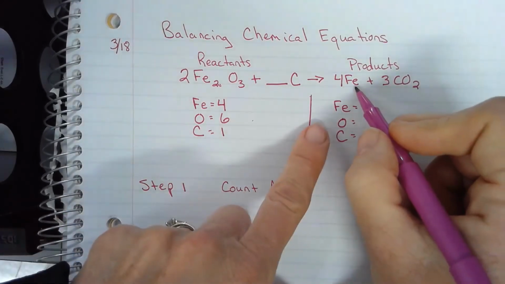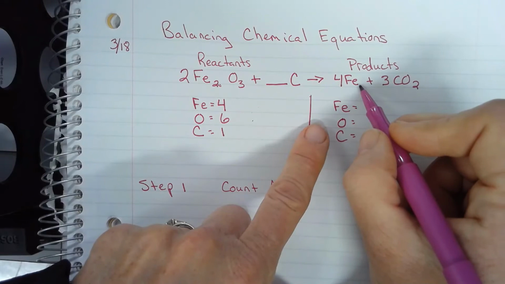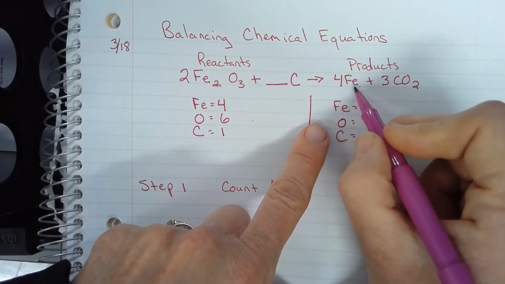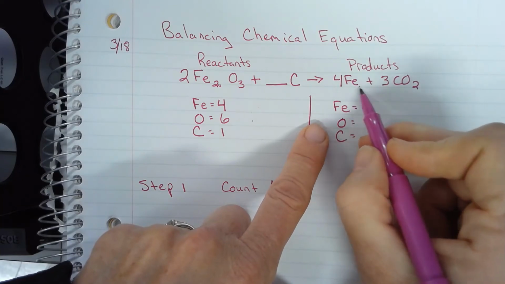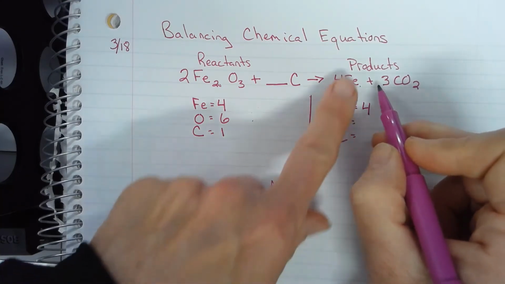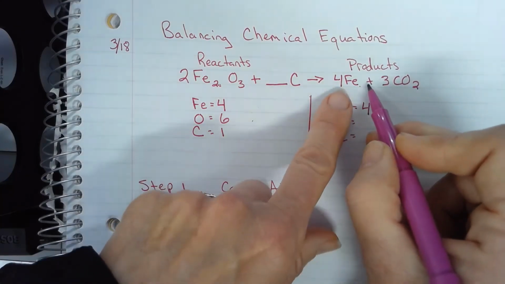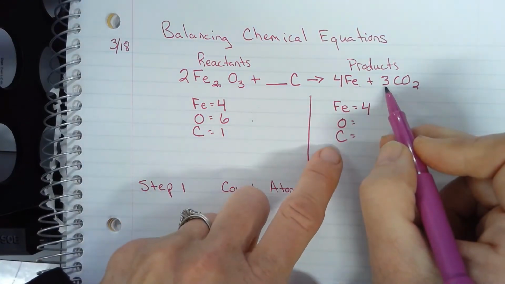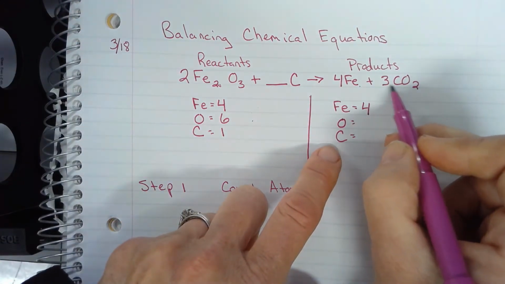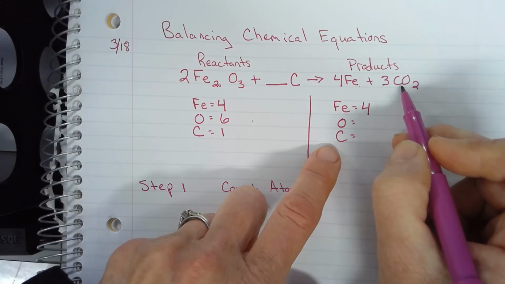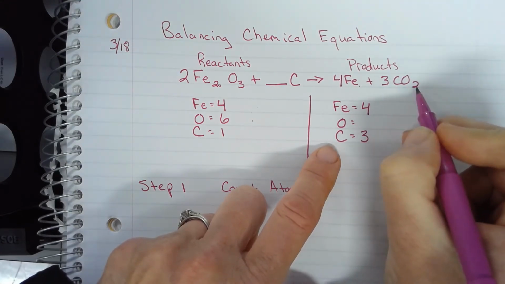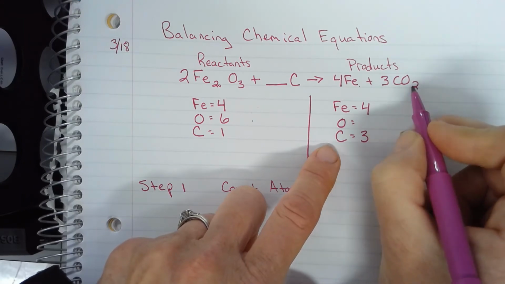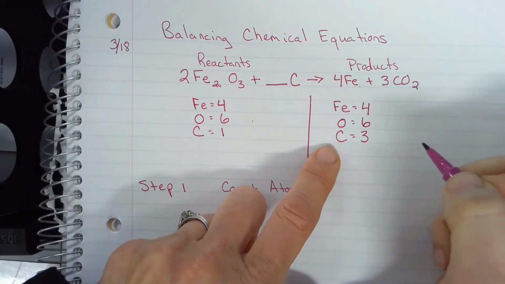So now I'm going to go to my product side and count. No subscript, but I've got a coefficient, so 4 irons. I've got a plus sign, so this 4 does not reach beyond here. That 4 stops with that plus sign. But now I have this coefficient, so I have 3 carbons, so 3 times the invisible 1, 3 carbons. And now I'm going to go 3 times 2, I distribute this coefficient, I've got 6 oxygens.